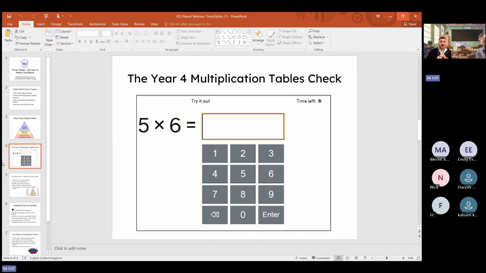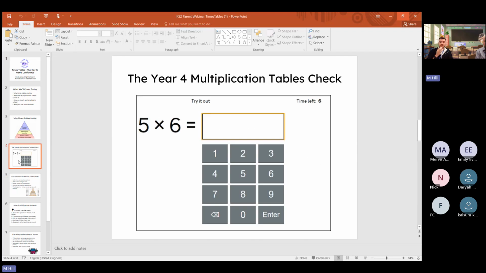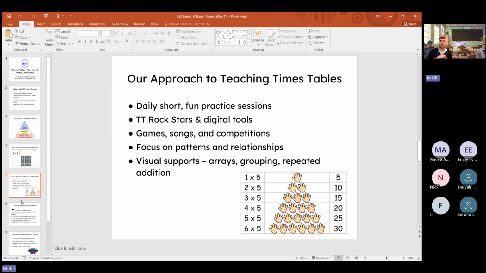So I thought we'd talk a little bit about how we teach times tables at school before thinking about some of the things that you can do at home. So in year three and year four, we practice daily in short, fun bursts. In year four, every morning, the children do a sound check on Times Tables Rockstars, and the sound check is designed to mimic the Times Table check. It looks exactly the same. It's got the same amount of time, the same sorts of questions. So every day in year four, the children are practicing the check to help them get confident and comfortable, and so they know the format really well.